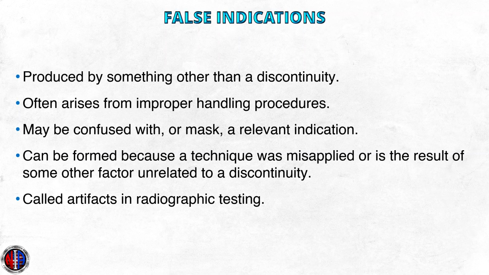False indications. False indications are produced by something other than a discontinuity. Many times a false indication arises from improper handling procedures. A false indication may be confused with or mask a relevant indication, but can be formed because a technique was misapplied or is the result of some other factor unrelated to a discontinuity, such as magnetic writing in magnetic particle testing or a smudge during liquid penetrant testing. In radiographic testing, false indications are usually referred to as artifacts.